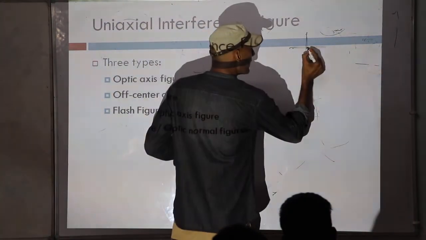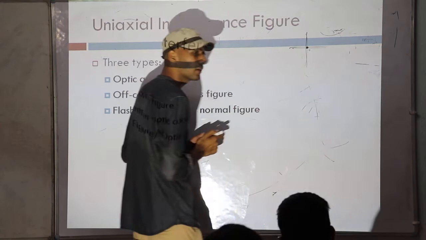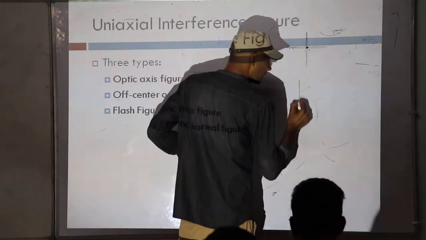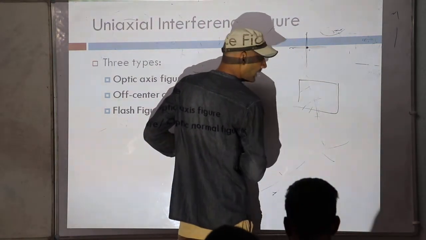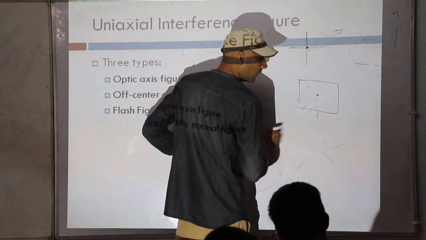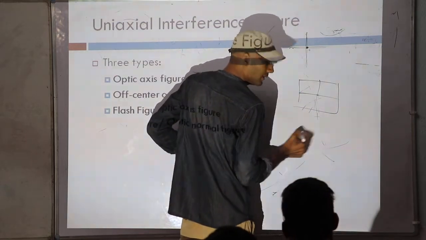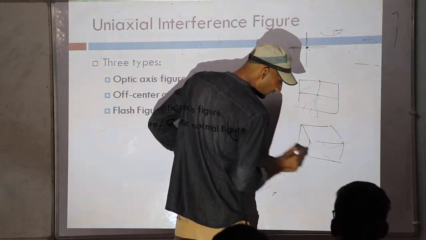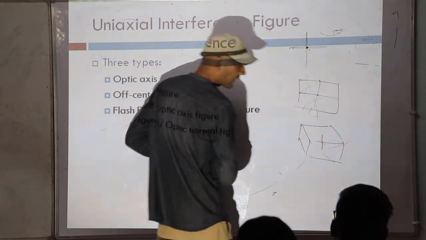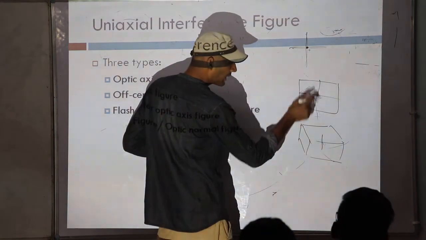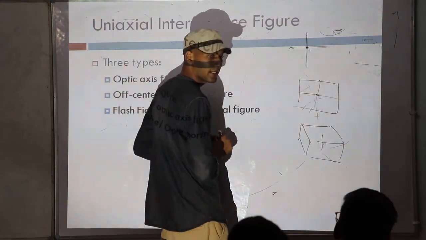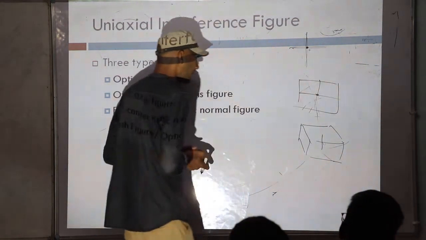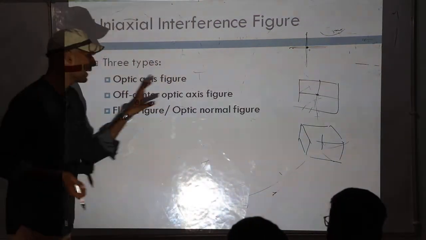So when the optic axis is at the center of the crosshair, that means the section is like this. Here it is the optic axis. That means in 3 dimensions you can show it like this. This is the optic axis. Now the optic axis is at the center of the section or the center of the crosshair, right? So that is your optic axis figure.